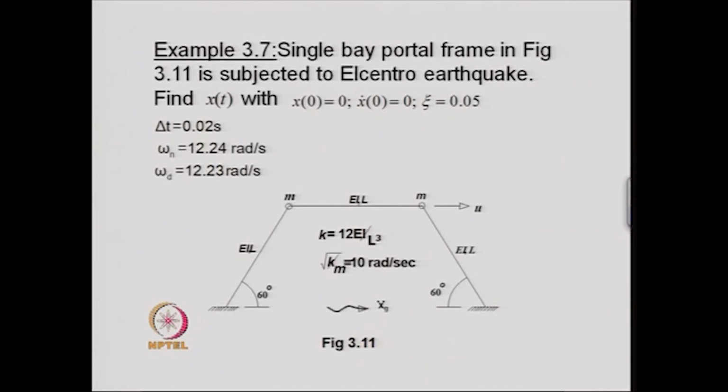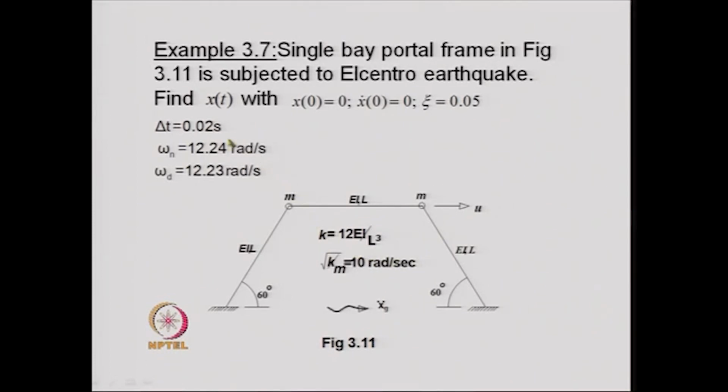Next, let us look into the response of a single bay portal frame, and in this single bay portal frame we are interested in finding out the sway response of the frame, that is u, subjected to a ground acceleration of x double dot g. The two masses are lumped at these 2 points, and the EI and L values are specified for the inclined leg portal frame.